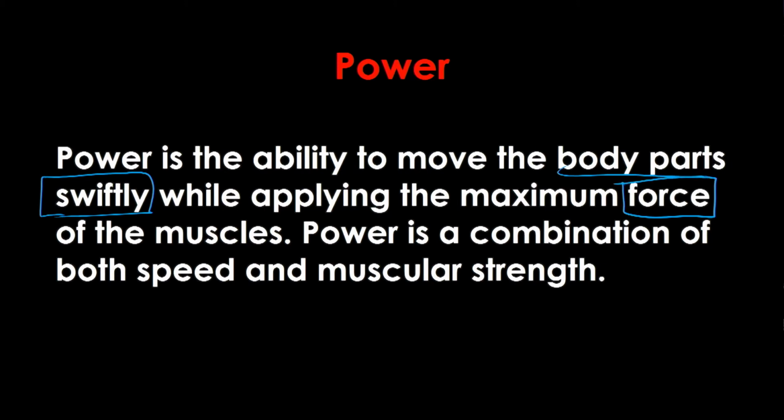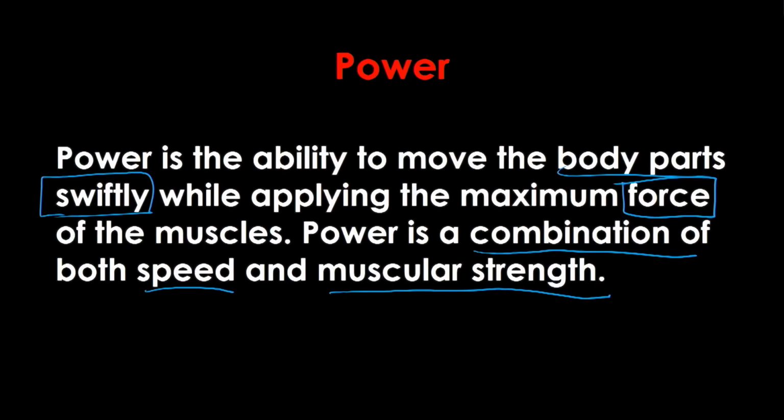I'm going to highlight some of these words about power in terms of swiftly and force. Power is the combination of both speed and muscular strength. Now you start seeing how some of these things relate to each other, and this is what power is. So the definition says power is the ability to move the body parts swiftly while applying maximum force of the muscles. And again, power is the combination of both speed and muscular strength.